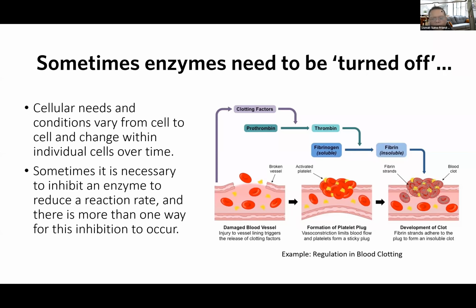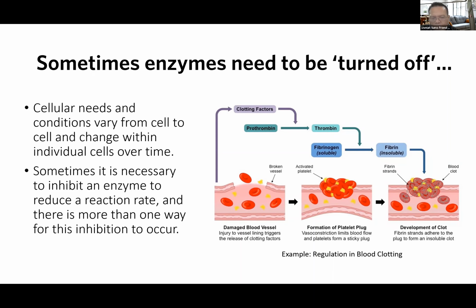Sometimes enzymes need to be regulated. Cellular needs and conditions vary from cell to cell and change within an individual cell over time. Sometimes it is necessary to inhibit an enzyme to reduce a reaction rate. And there is more than one way for this inhibition to occur. Let's see in the figure an example of regulation in blood clotting.